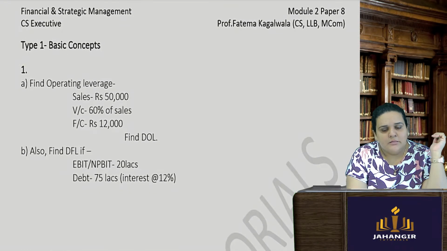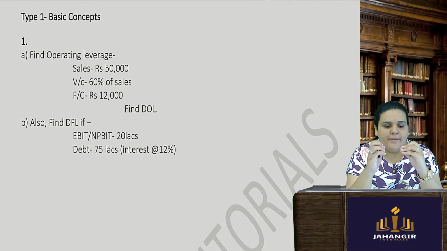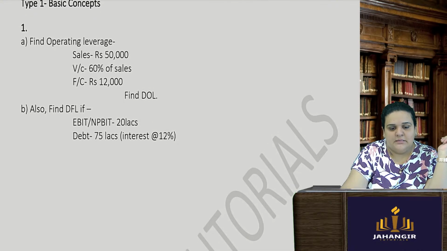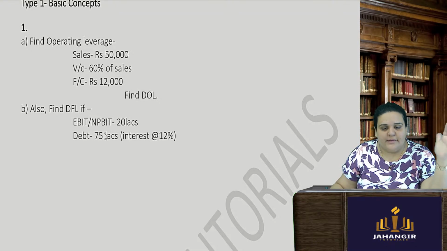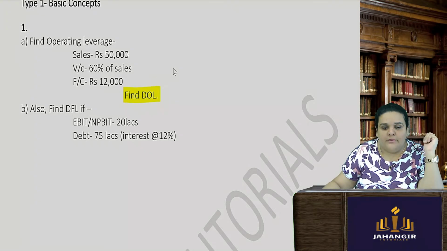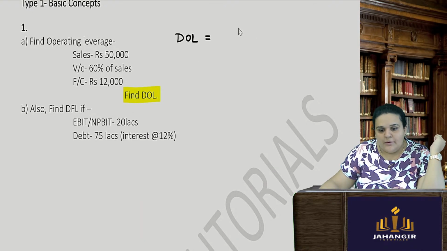Now let us solve a few sums and make the basic concepts clear. First they are saying find operating leverage, and later also find the degree of financial leverage. So first we have to find operating leverage. Just for our understanding, I am writing the degree of operating leverage formula over here. It is contribution upon EBIT.